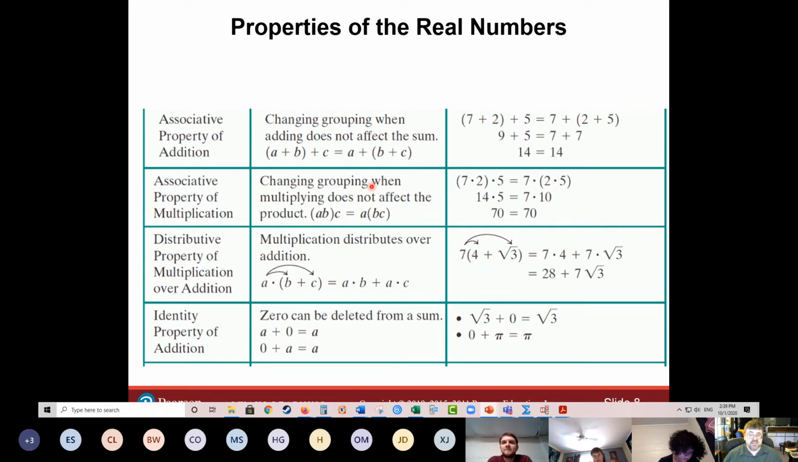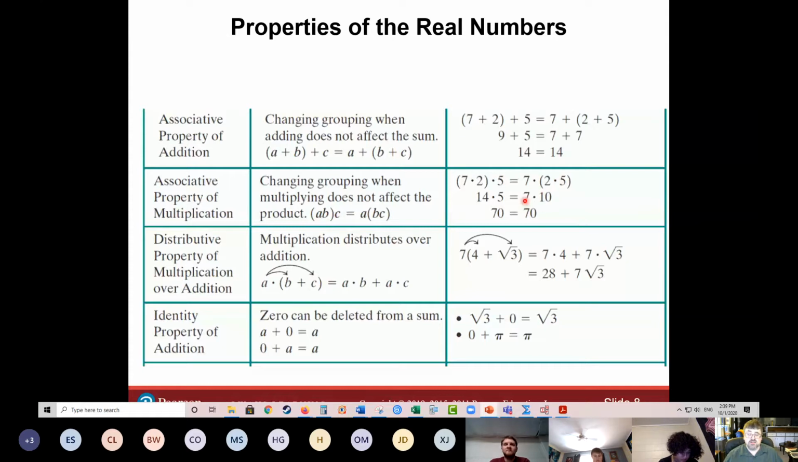Associative property of multiplication, same idea, except for multiplication. How we group the factors, where we put the parentheses, doesn't affect the answer. And again, notice here, our factors are in the same order. 7, 2, 5, 7, 2, 5. We haven't changed the order of factors. What we've done is we moved the parentheses. And remember, we do what's in parentheses first. So 7 times 2 is 14. 14 times 5 is 70. We do what's in parentheses first. So 7 times 10 is 70.